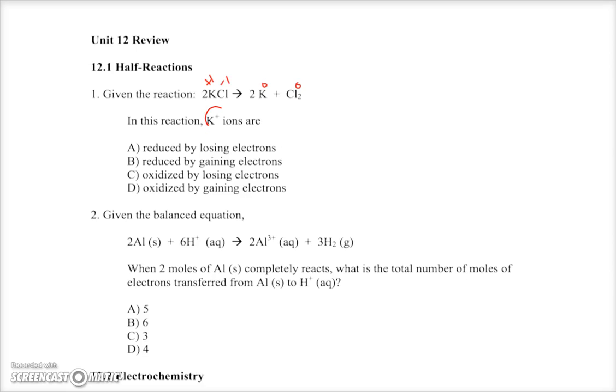So what we are looking for is what's happening to the K plus ions. Well, they are turning into K0. So we have K plus 1 turning into K zeros. So that is reduction, so what we are going to do is add +1 e. So let's take a look. We see that the potassium is being reduced, not oxidized, so we can eliminate choices C and D. And then when you're left with these two choices, hopefully you now realize that reduced by losing electrons does not make sense, because that by definition is oxidation. So choice B is our best answer here.